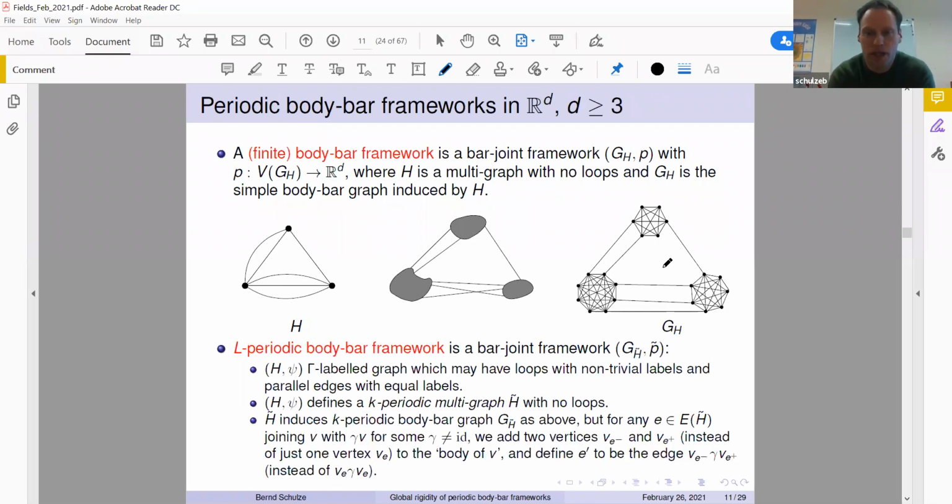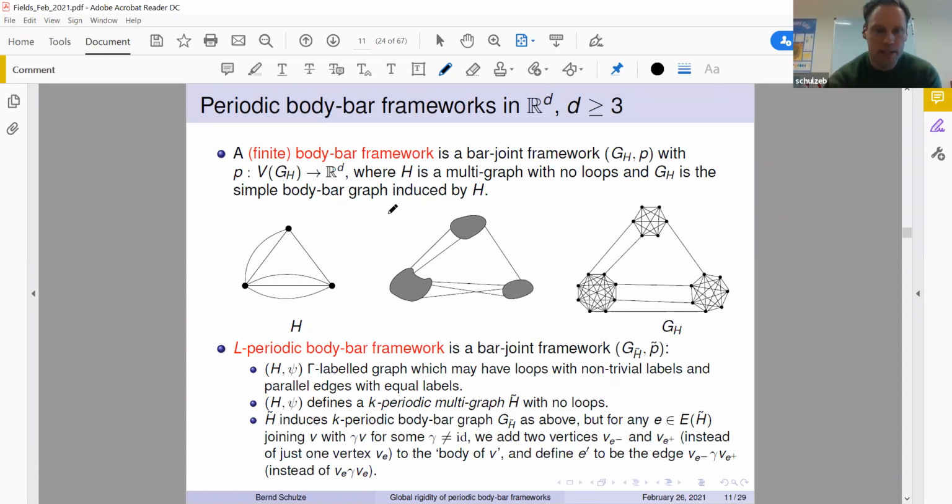We can use exactly the same model to model a periodic body bar framework. Here, rather than starting with a multigraph, we start with a gamma labeled multigraph, so to speak. Okay, so here we have a gamma labeled graph. It is allowed to have loops as long as it has a non-trivial group label. And it is also allowed to have parallel edges with equal labels. That then lifts, of course, to a periodic multigraph that has no loops, but it may have parallel edges. So this multigraph looks exactly like the graph here on the left, except that now it is periodic. And then we can do exactly this type of construction to model our periodic body bar framework.